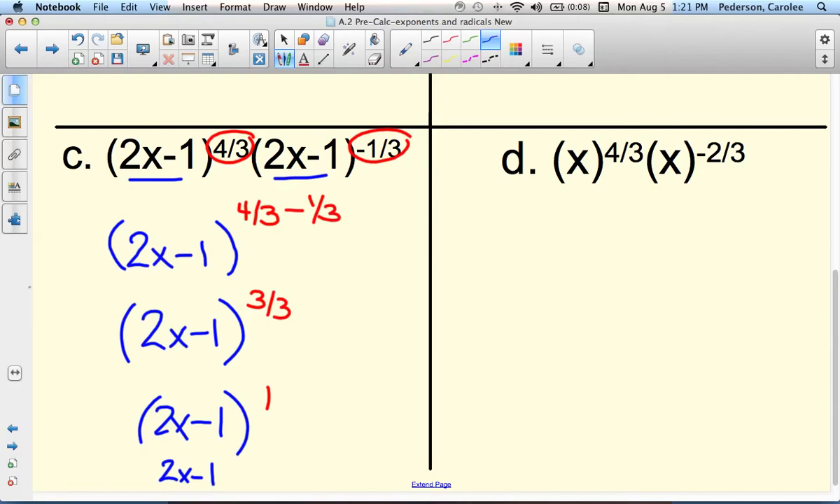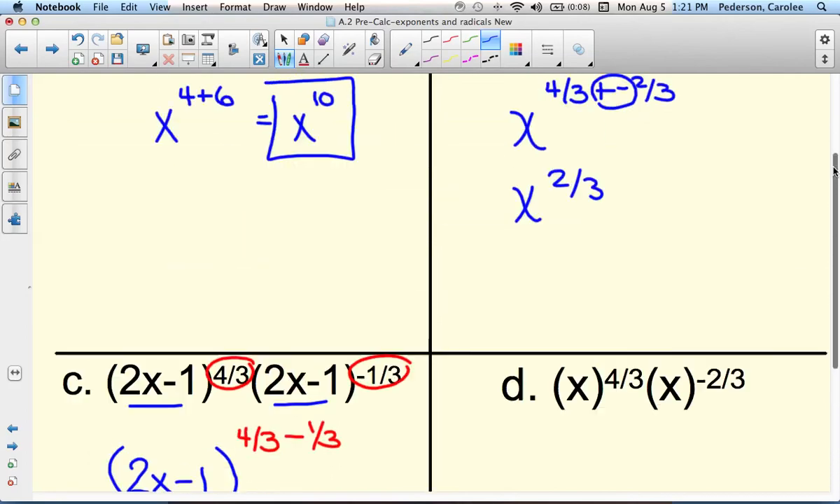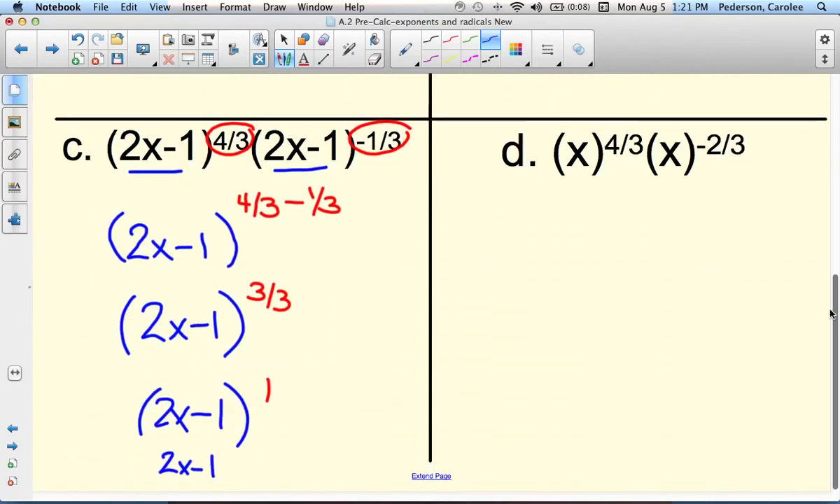Last example. Actually, that looks like this example here, so I think we're going to go ahead and skip it.